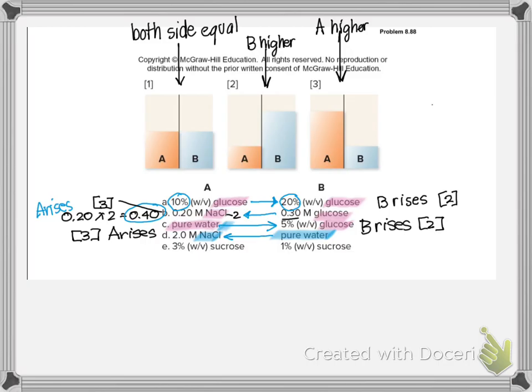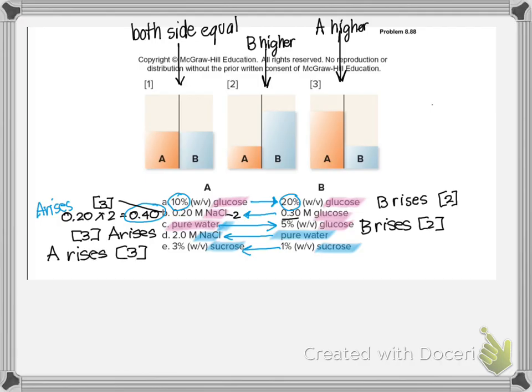And then this last one, we have sucrose and sucrose. So when you have the same, you don't have to worry about the particle concentrations. It's going to flow from low to high, so 1% to 3%. So it's going to go this way. And so we're going to say A rises, and so that's number 3.